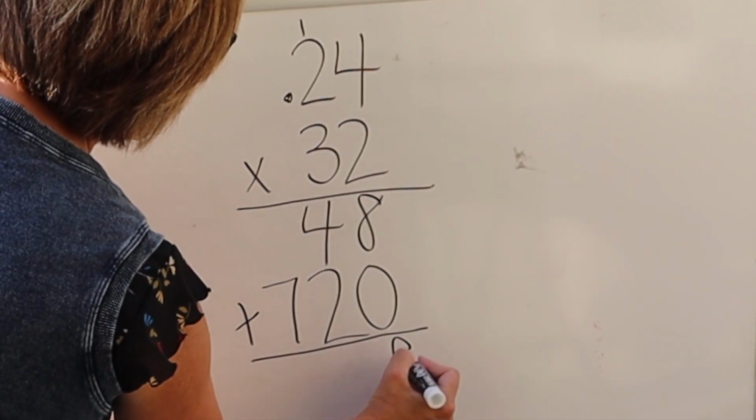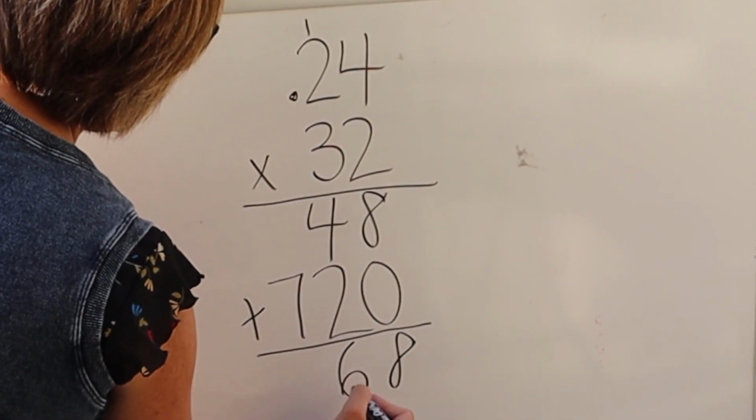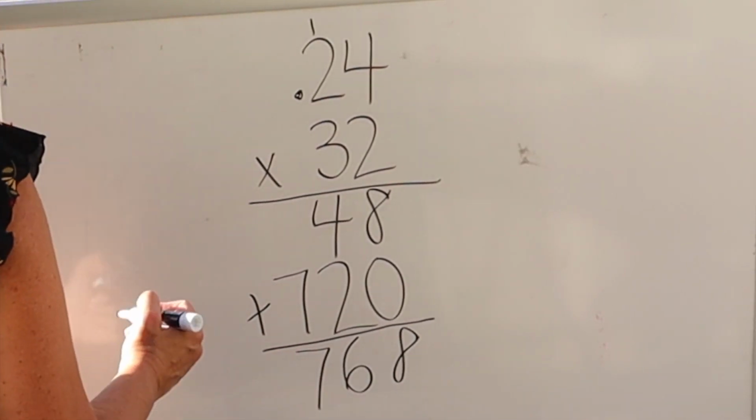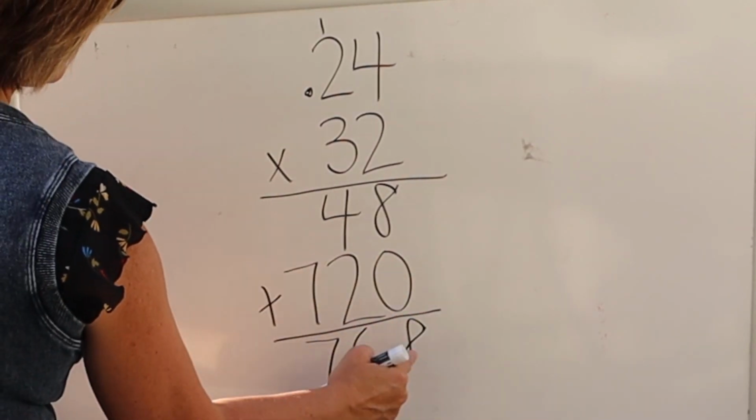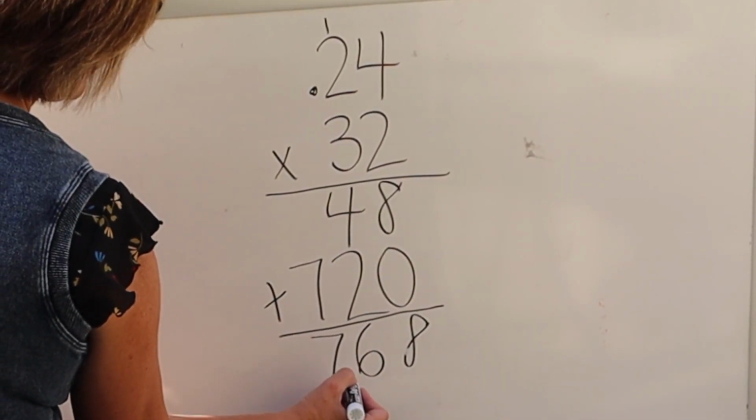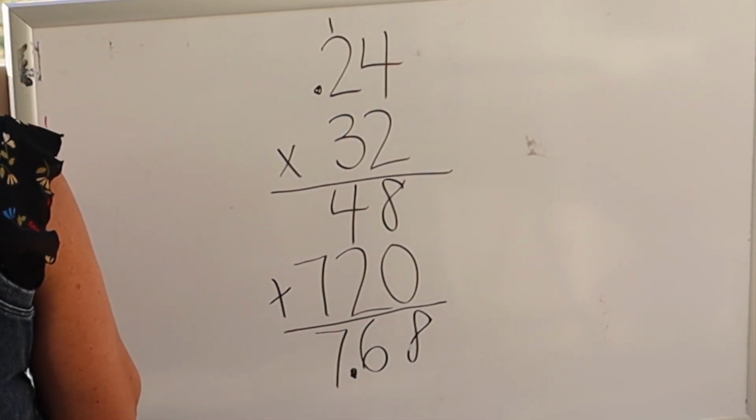8 plus 0 is 8. 4 plus 2 is 6. And 7. Count how many digits are after the decimal point in the problem. That's 2. So make sure there's 2 numbers after the decimal point in your answer.